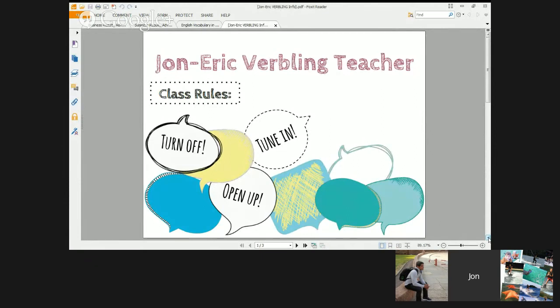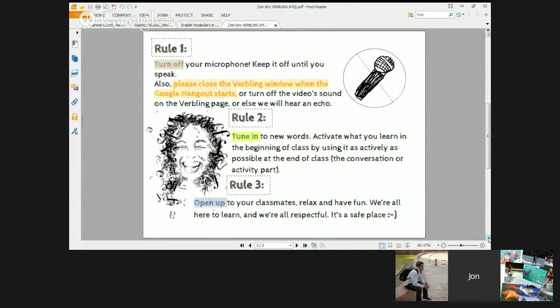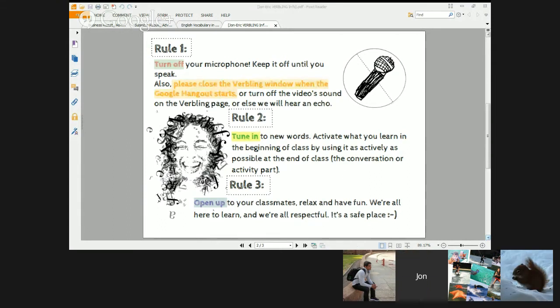Three quick rules to help you participate: turn off, tune in, and open up. Turn off your microphone so we can keep the classroom quiet. Tune in to the new words and expressions. That means use them actively so I can correct you, and that way you'll learn. And finally, open up to your classmates. Relax and have fun. We're all here to learn, and this is a safe and respectful place to practice your English.